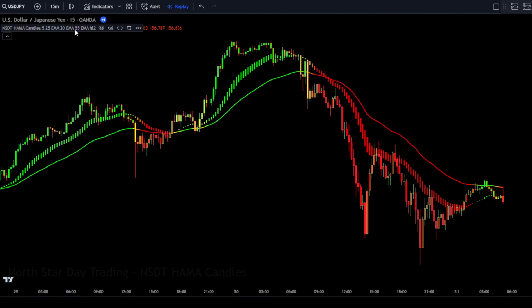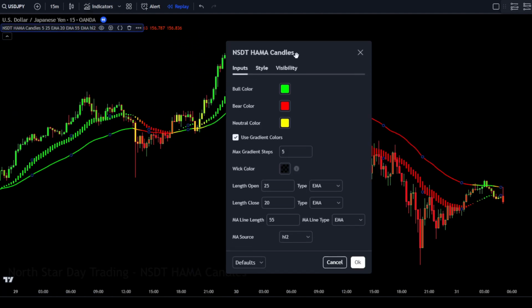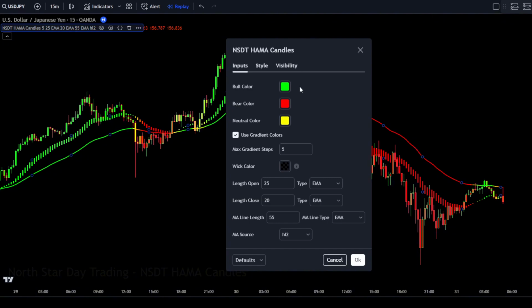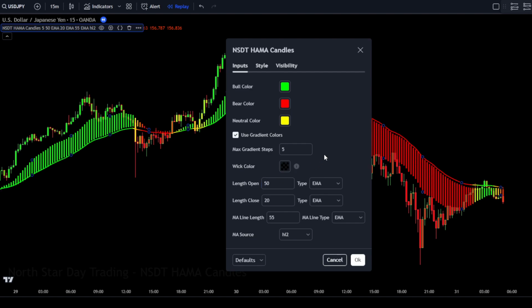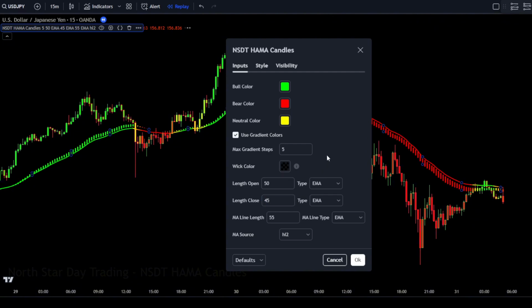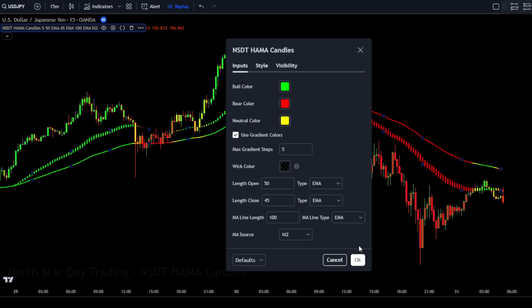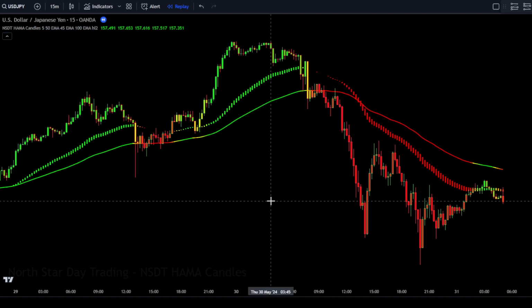After that, set up the NSDT Hama Candles indicator. In the Input tab, follow the settings I'm using. Change the length open to 50. Change the length close to 45. Change the MA line length to 100. Once you've made these adjustments, just click OK to confirm the changes.